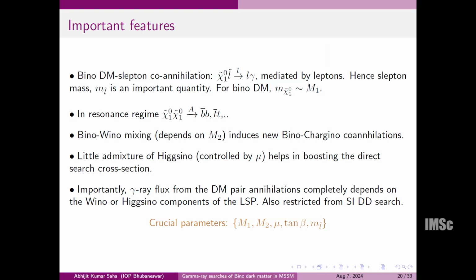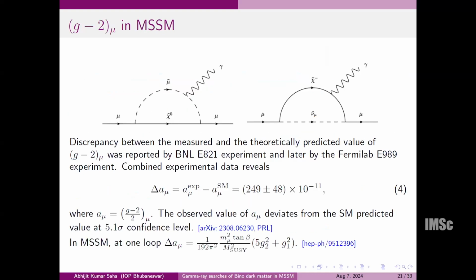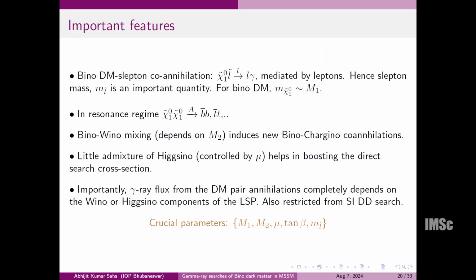Combining all, we have these crucial parameters: M1, M2, mu, tan beta, and M l tilde. M l tilde is the mass of the slepton. So you have 5 crucial parameters. Other parameters in the MSSM, you can consider to be around the TeV scale or more. So if you have a pure Bino, you cannot get an indirect signal.